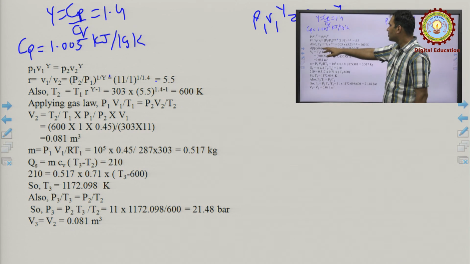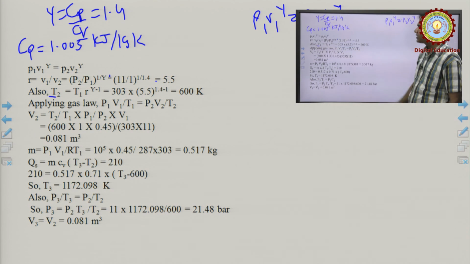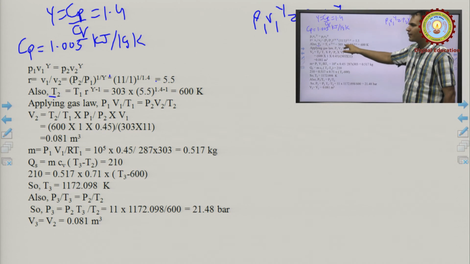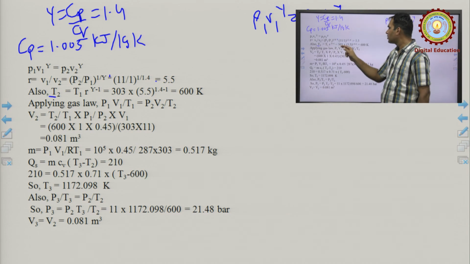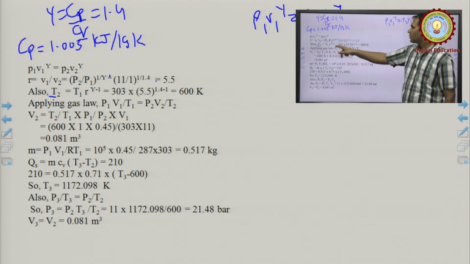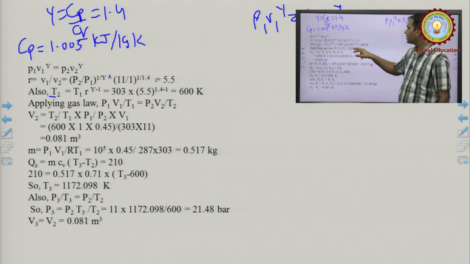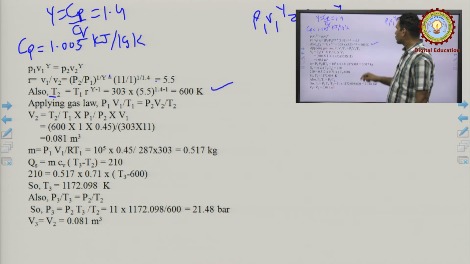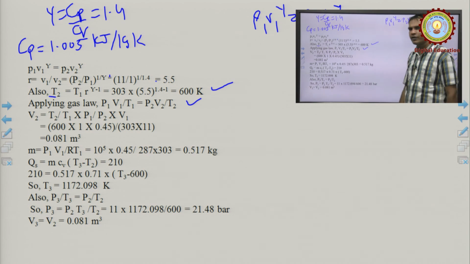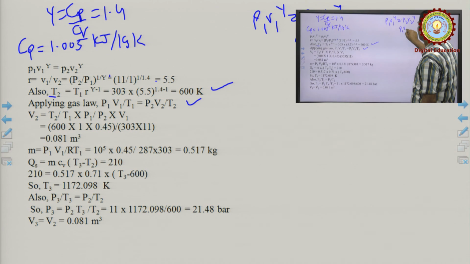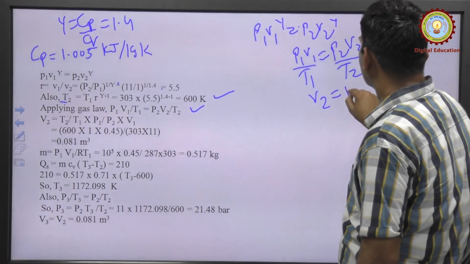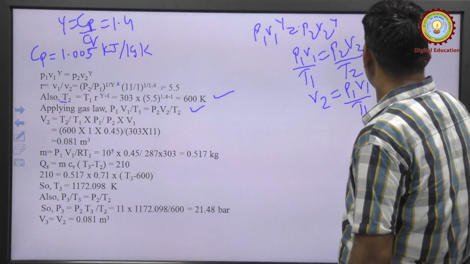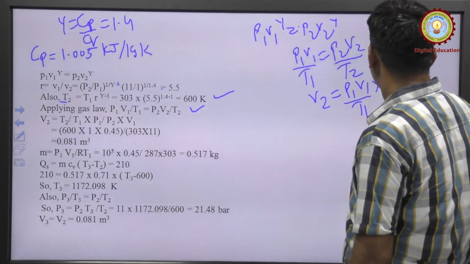Before applying the gas equation, we can calculate T2 also. T2 is equal to T1 r^(gamma minus 1), value of T1 is given as 303 and r we have calculated as 5.5, gamma is 1.4. So putting these values here we get T2 is equal to 600 Kelvin. From the gas law, P1 V1 by T1 equals P2 V2 by T2. From this we get V2 is equal to P1 V1 by T1 into T2 by P2.